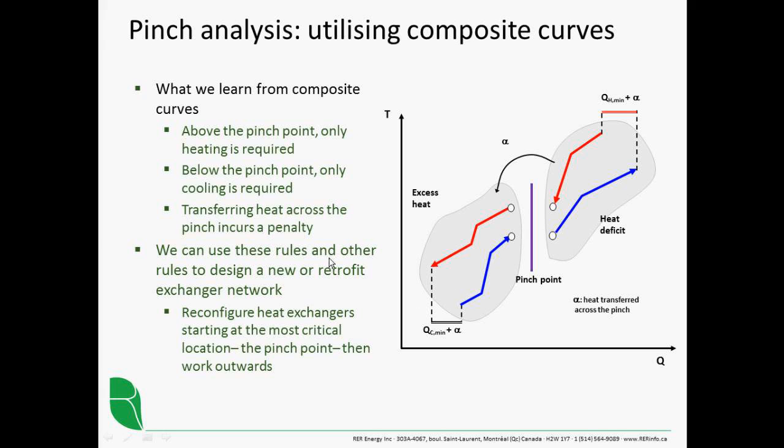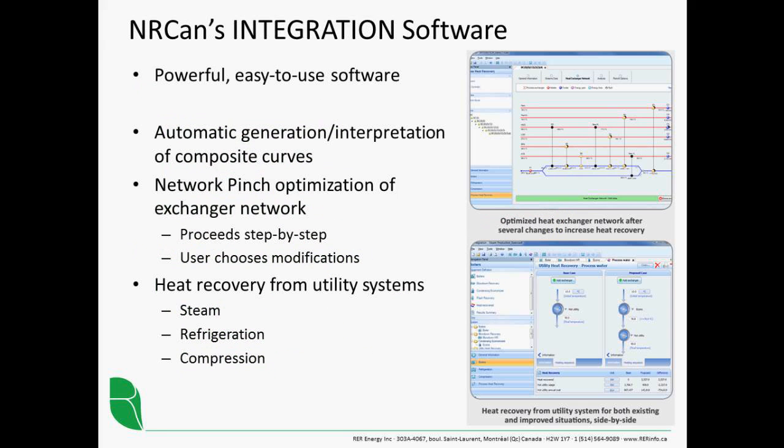Now, someone who's really good at interpreting hot and cold composite curves can actually read a plant design right off the curves. And it's going to be a plant design that achieves really good heat recovery. But it's a really challenging thing to do. It takes a lot of practice to be able to see that. Fortunately, you don't need to be that expert in the interpretation of the composite curves in order to use the information that's in there. That's because there's software available to do it.